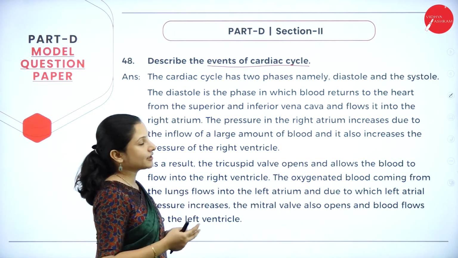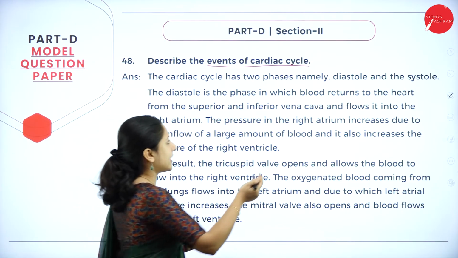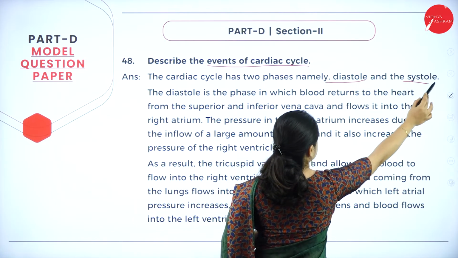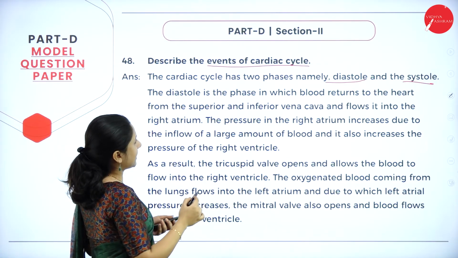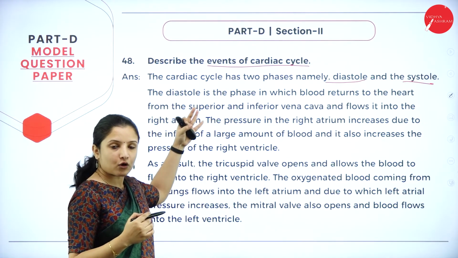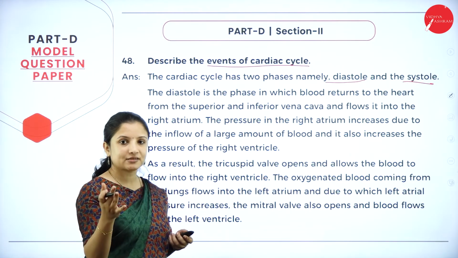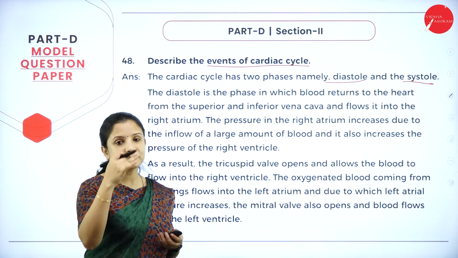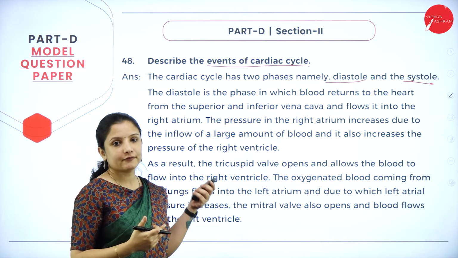So the cardiac cycle, first write the cardiac cycle has 2 phases. One is the diastole phase and the systole phase. Then write the side heading, diastole phase. After writing the side heading, under the diastole phase, what all events will come, write it in the form of points. Then write the side heading, systole phase. Then under systole phase, what all events will come, write it in the form of points. So that is how you can write it.